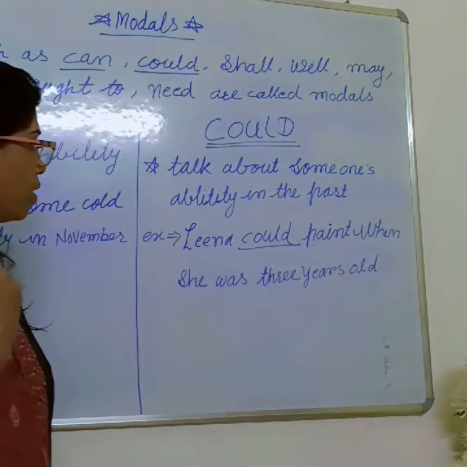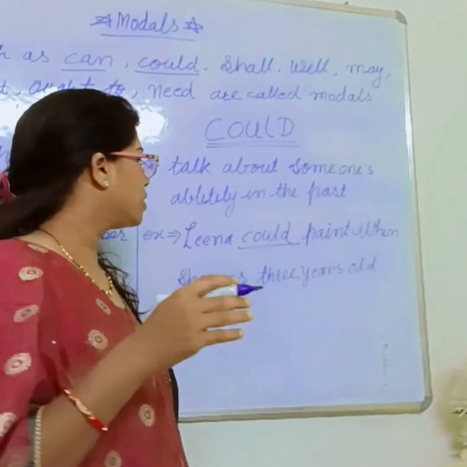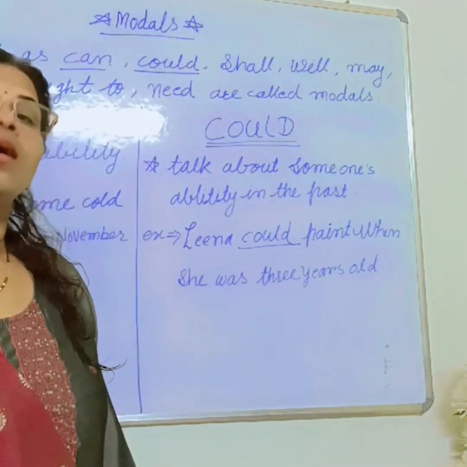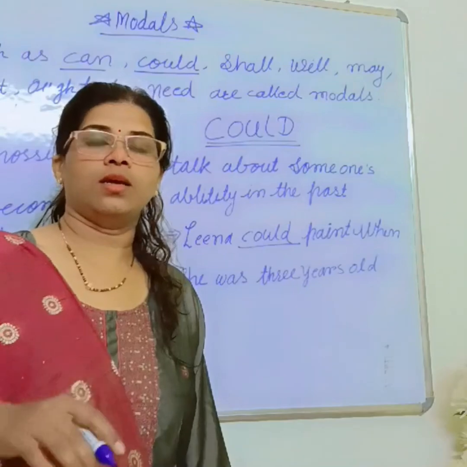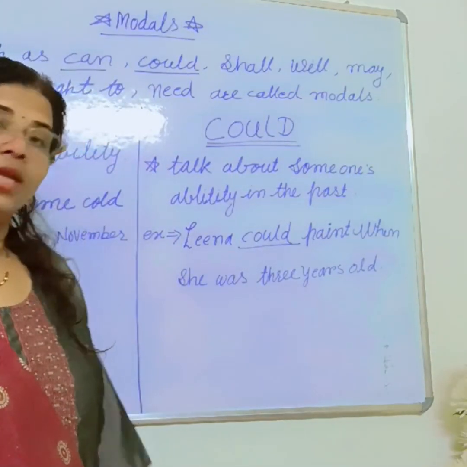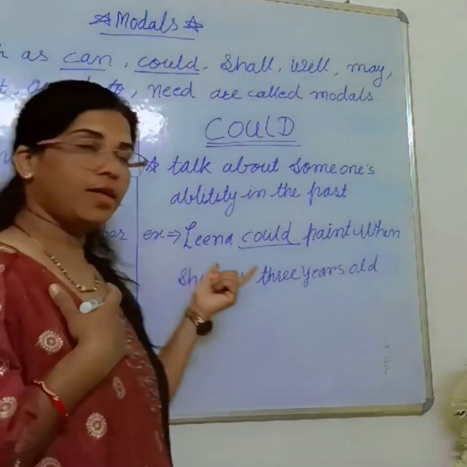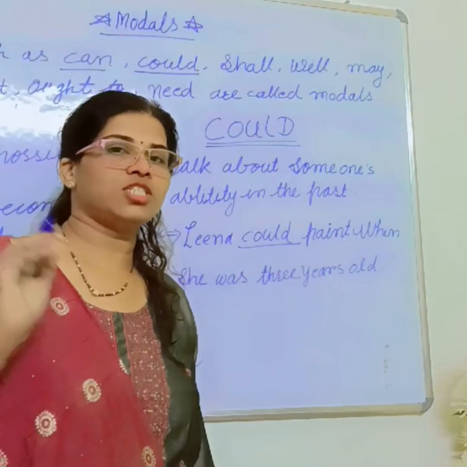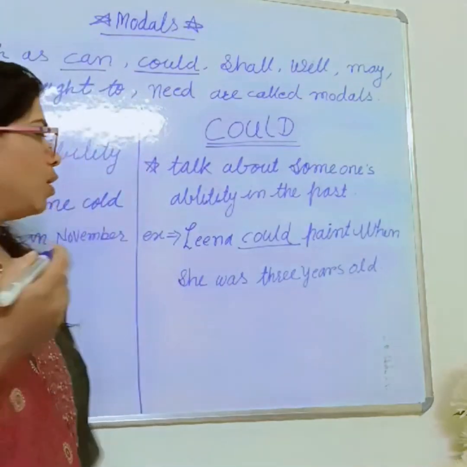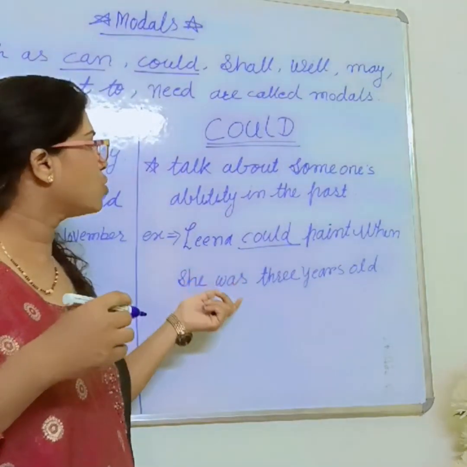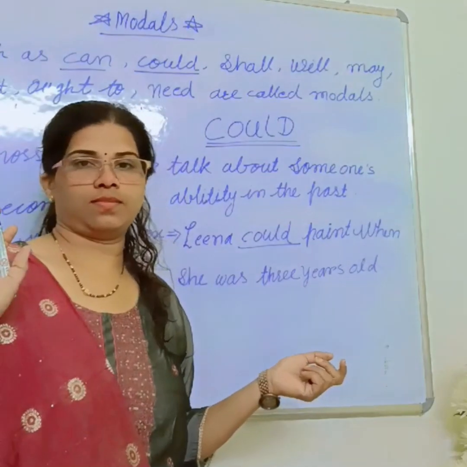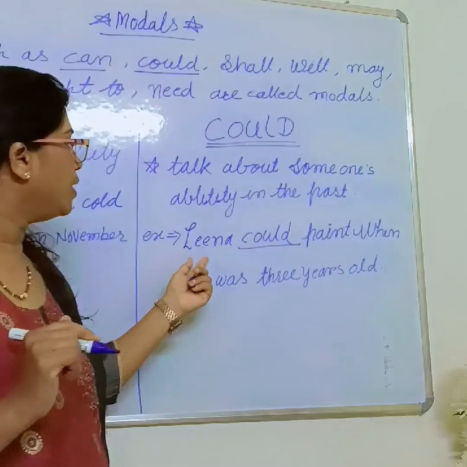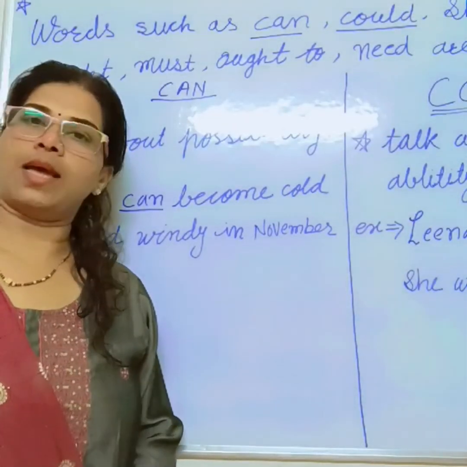Now Lena has become older. We suppose that Lena is now 20 years old. But her mother or her parents were telling someone what happened in the past about Lena: my daughter could paint a picture nicely when she was 3 years old. So a third person is talking about the past. That's why we used could here. We use can to talk about someone's ability.